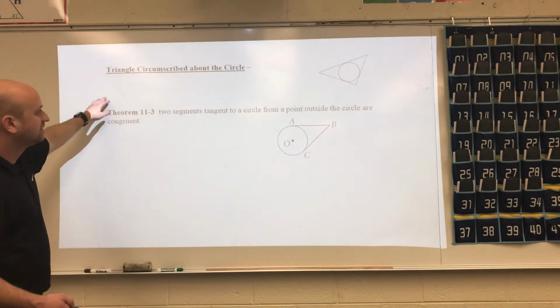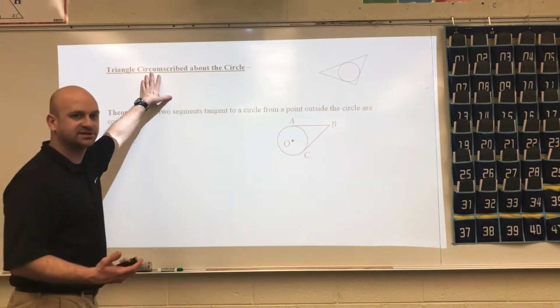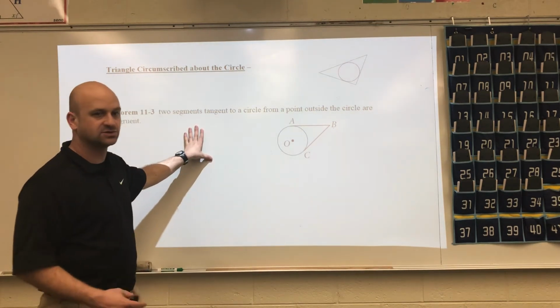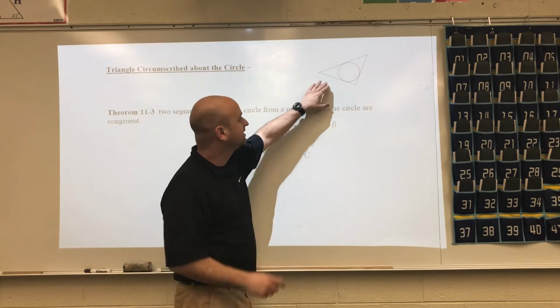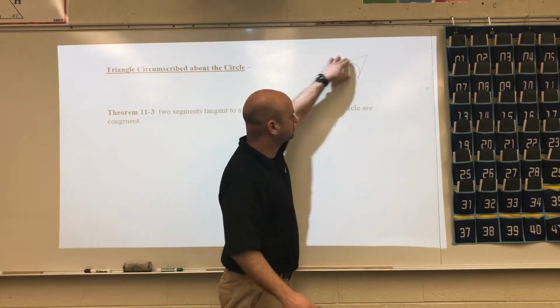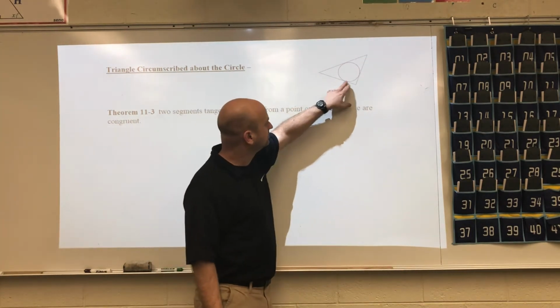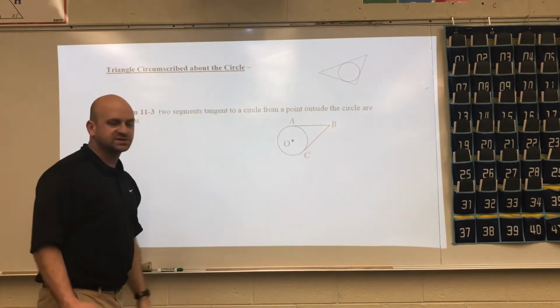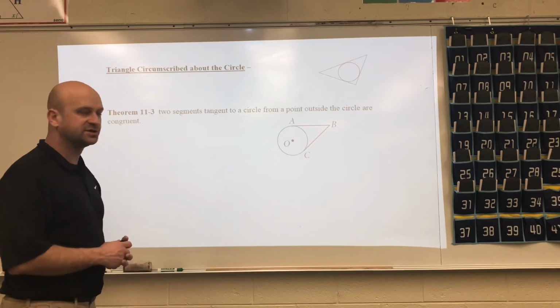All right, this will come up. This is a vocabulary identification. This is a triangle circumscribed about the circle. So circumscribed means outside. So we have a circle and then we have a triangle outside of it. And that triangle has 3 points of contact with the circle in there. This is one that we constructed earlier in the year.